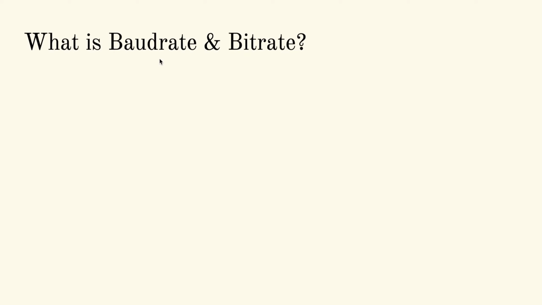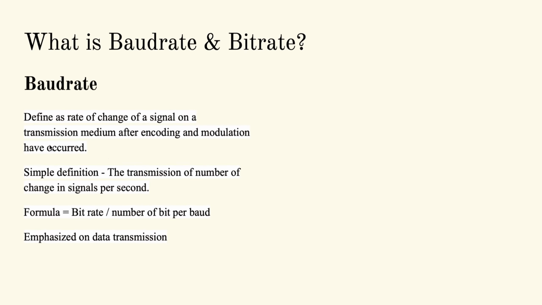While playing the game, we also read about baud rate and bit rate. Baud rate is defined as the rate of change of the signal on the transmission medium after encoding and modulation have occurred. A simple definition is the number of signal changes per second. The formula is bit rate divided by number of bits per baud. It emphasizes data transmission.